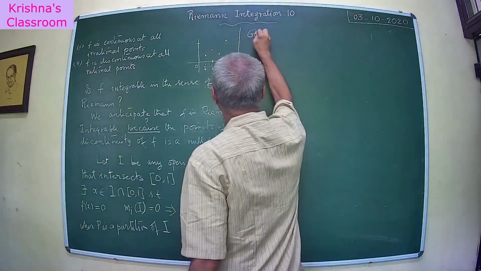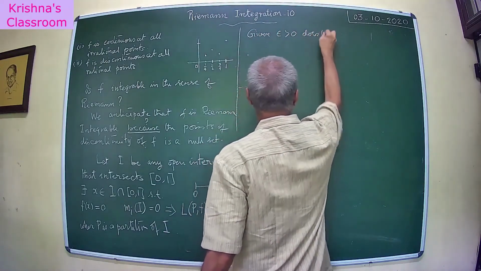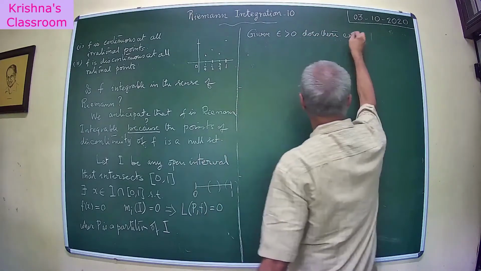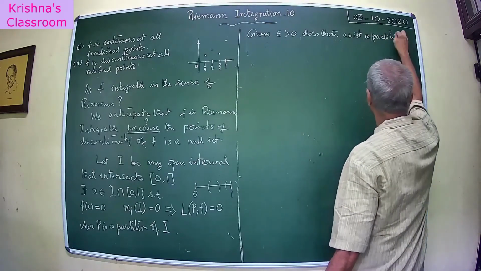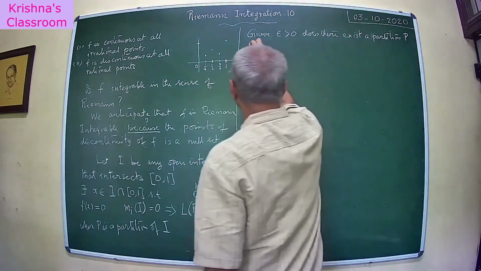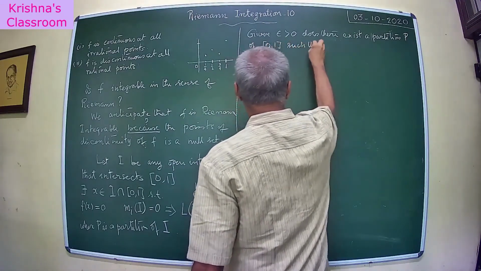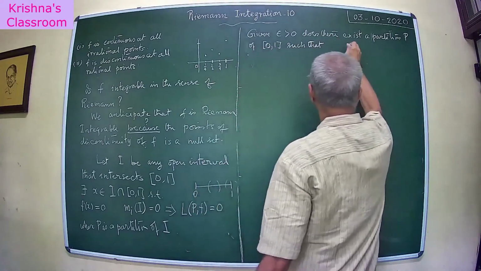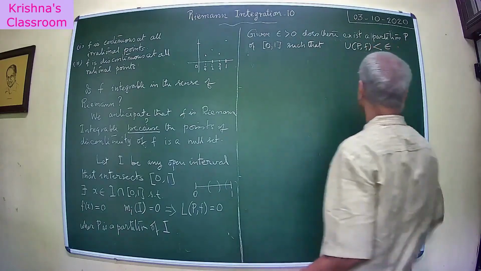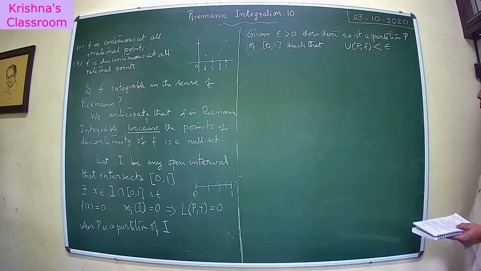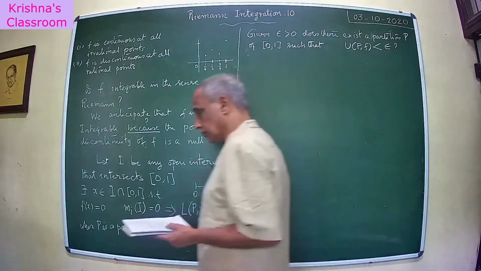So, given epsilon positive, there exists a partition P of 0, 1 such that U(P, f) is less than epsilon, which is actually U(P, f) minus L(P, f). If so, then it's clear that f is Riemann integrable.